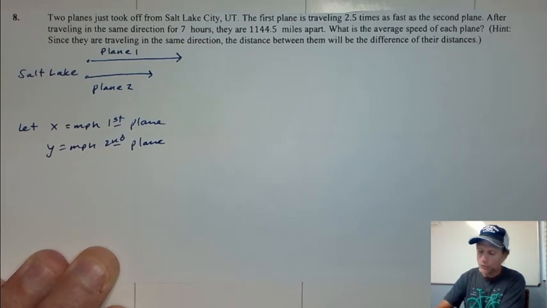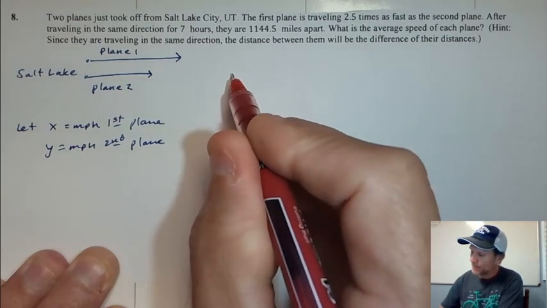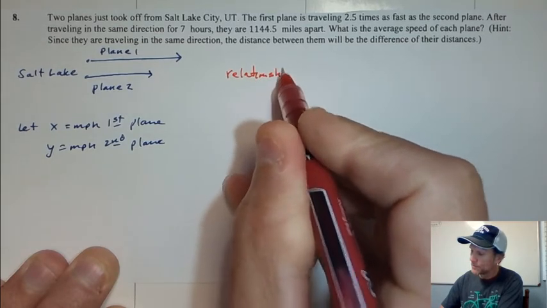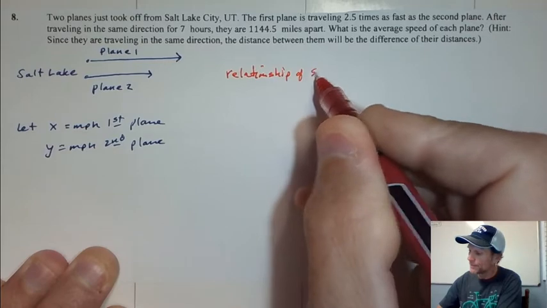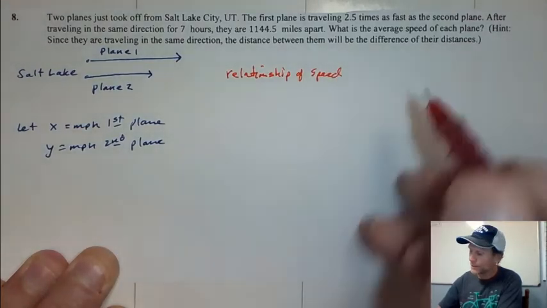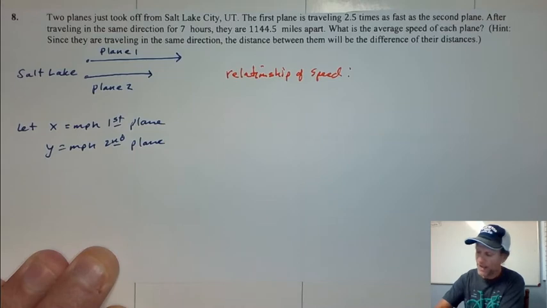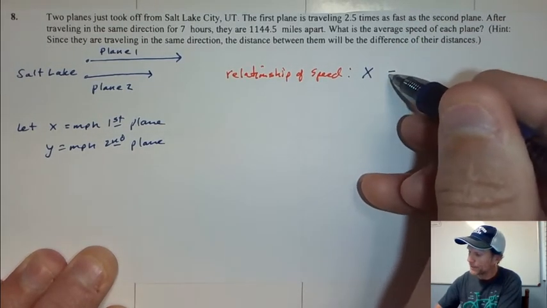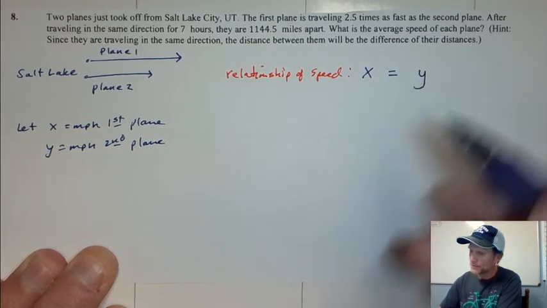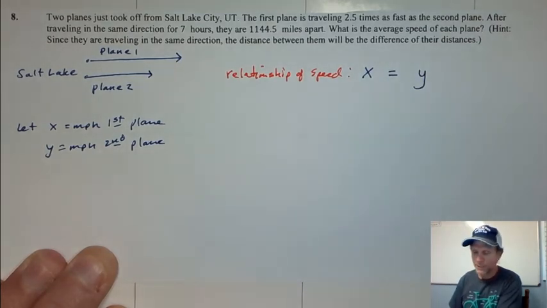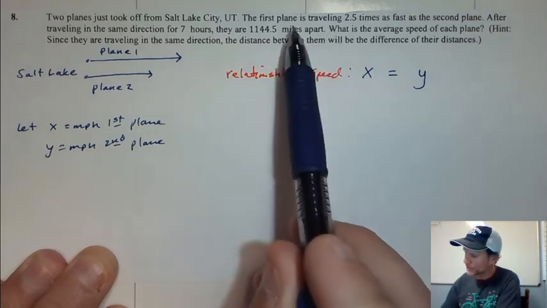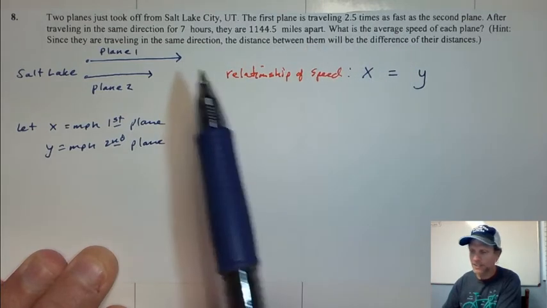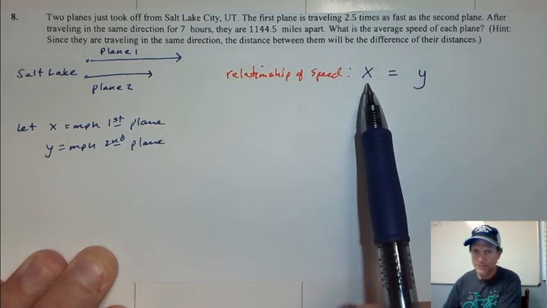Now, similar to number 2, I want to get a relationship of their speed to write my first equation. We know that one of the planes is faster than the other plane. So I like to start with this idea. I say, well, hey, are the two speeds equal to each other? No, they aren't. I know that one of the planes is faster. It says the first plane is traveling 2.5 times as fast as the second plane. So this plane is the faster plane.